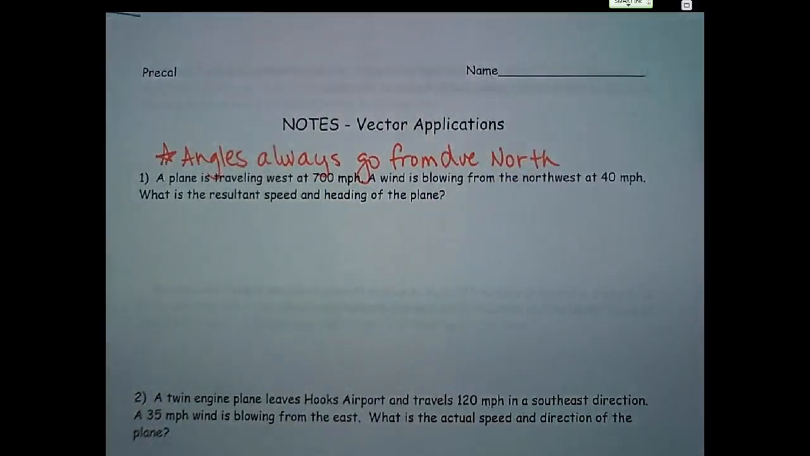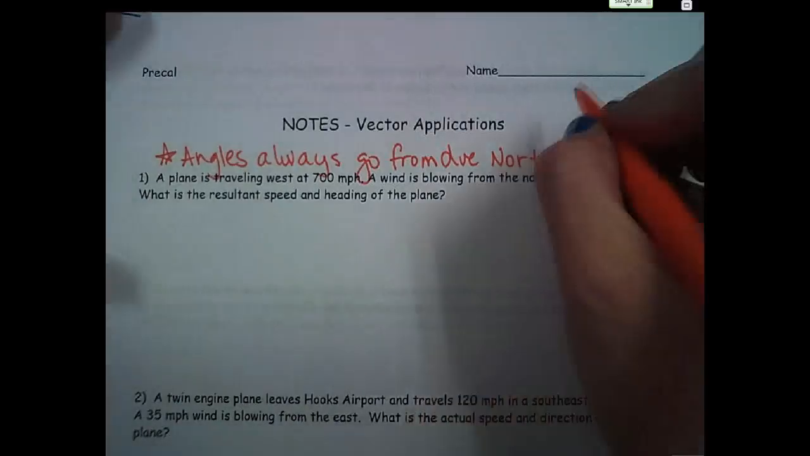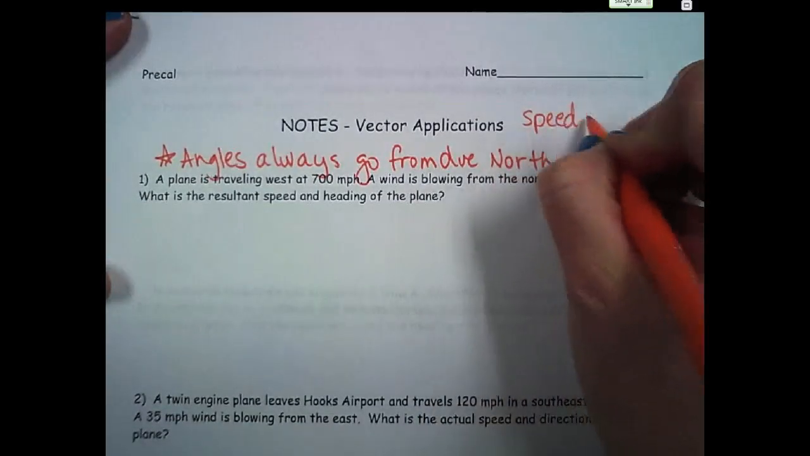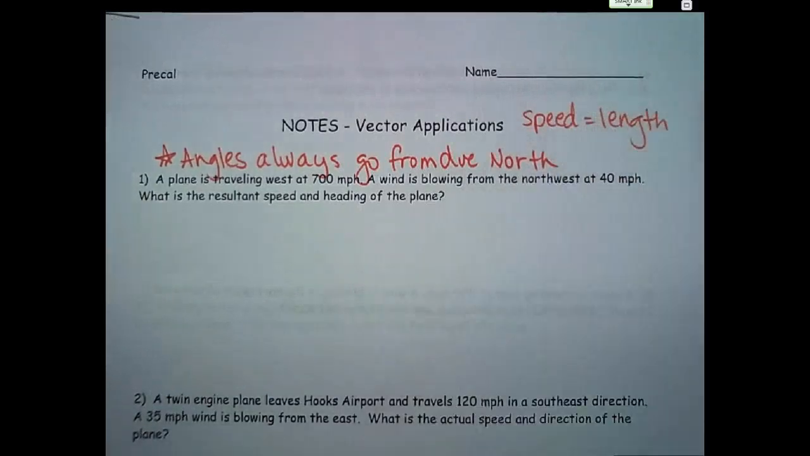The other thing I want to remind you of, that we talked about earlier, is that magnitude is the same thing as what? What two things do we call magnitude also? Magnitude equals speed, excellent, which also equals length. So if you're looking for the length of something, it's the same as its speed. Because you can find out how fast something is going if you know where it started, where it ended, and its time. Distance equals rate times time, right? That's something we studied a while back. So length is the same as speed.